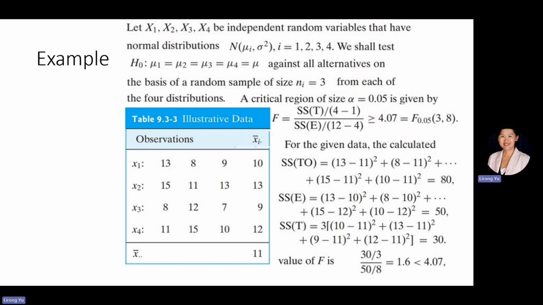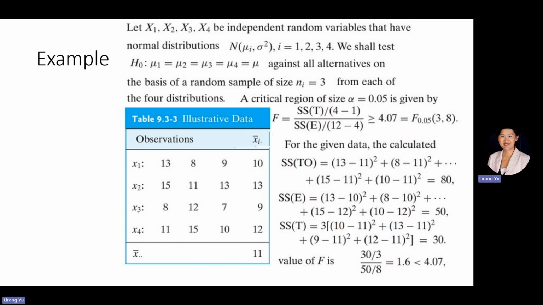So we're going to calculate, for example, the total sum of squares. You have to take each one of them minus 11, minus 11, minus 11. Then you get the sum of 12 squared numbers, that's 80. That's the total sum of squares. All right, and then we can also calculate the sum of squares within the group. That is every number minus their own mean within the group. 13 minus 10 squared, 8 minus 10 squared, 9 minus 10 squared, plus 15 minus 13, 11 minus 13, and 13 minus 13, they're all squared, and that kind of thing. And that's the calculation for SSE.